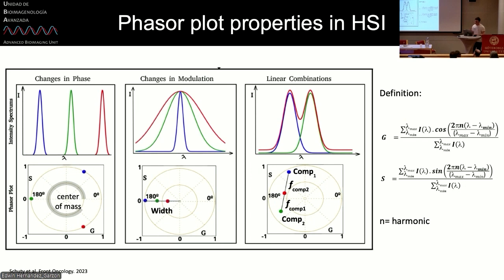It has some properties that are very useful when visualizing, when people do the analysis. The change in the phase corresponds to a shift in the spectrum. Also, for the modulation, if the spectrum is wider, the radius from the origin point will be smaller. And finally, since it's a linear transformation, if you have a combination of two pure spectra, like here, the red one, it will lie on the line between the two pure components.